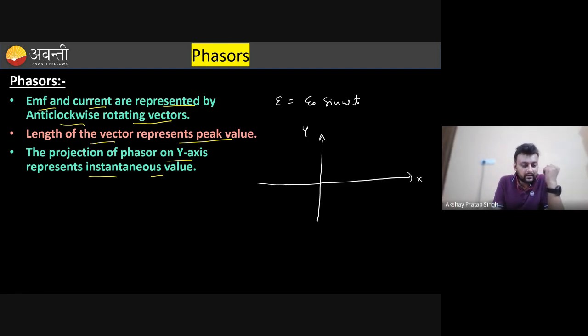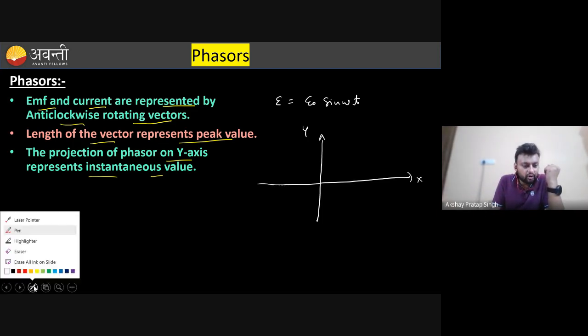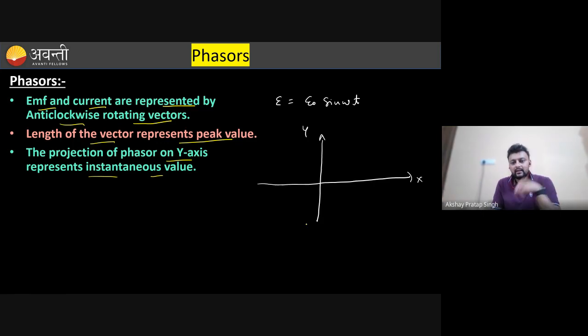Next, draw a vector starting from the origin. Clear? And give it an angle equal to the phase. At an angle equal to the phase, draw a vector. This angle in the anti-clockwise direction is the phase, which is omega t. And this is known as the EMF.